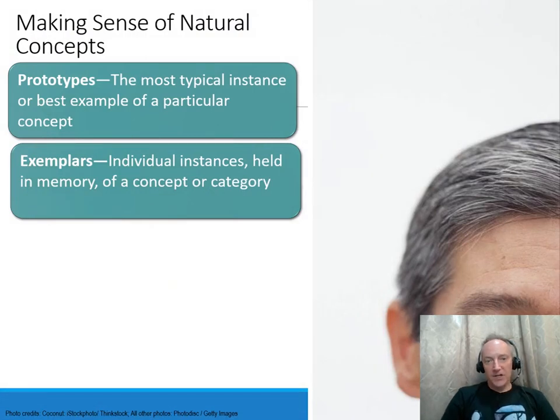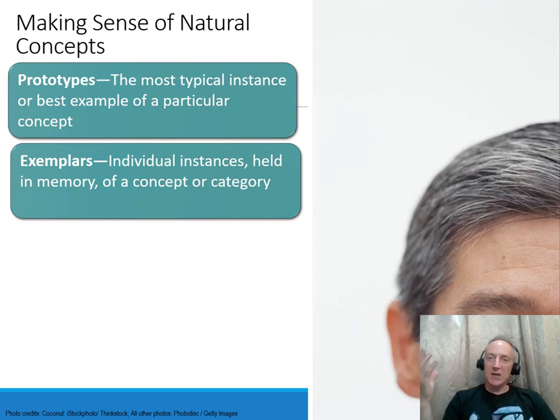So when we have natural concepts, because there is variability among the various things that we would group together in that conceptual category, we still have a way of, in our minds, representing that whole concept. And that is what is termed a prototype. So we were just talking about the natural concept of birds. There are lots and lots of different species of birds. Every one of those species that you would put in that conceptual category, we call an exemplar.